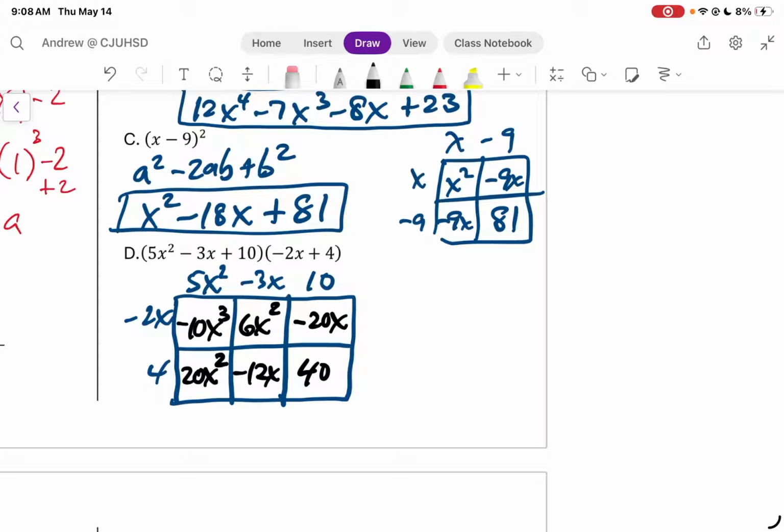So final answer, negative 10x cubed. Then you have 20 and 6, 26x squared, negative 32x, and finally 40.